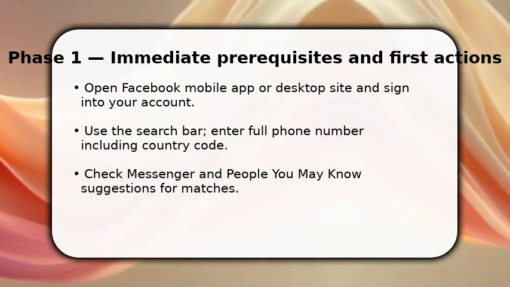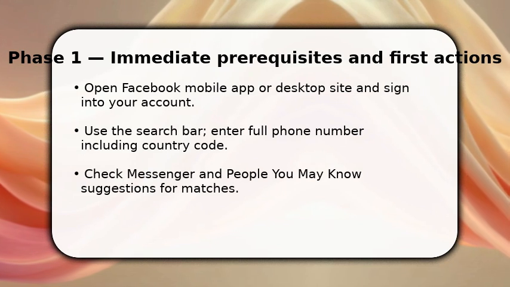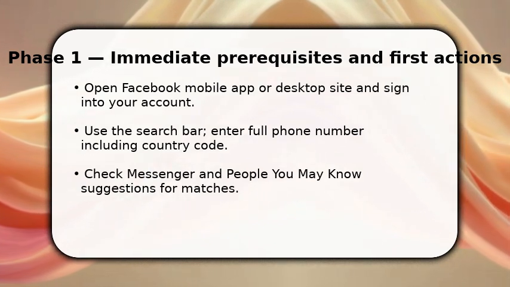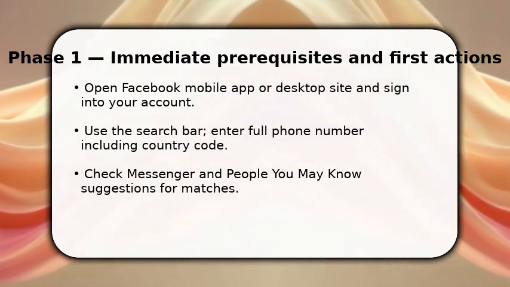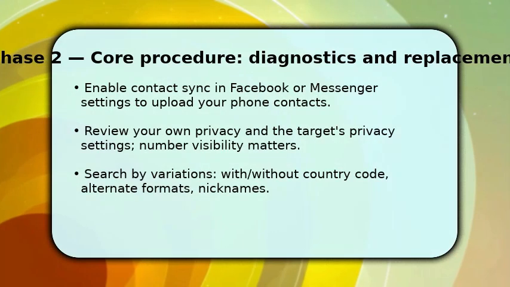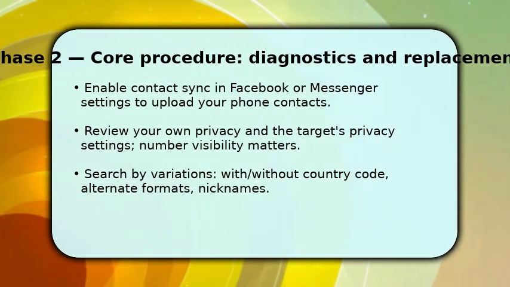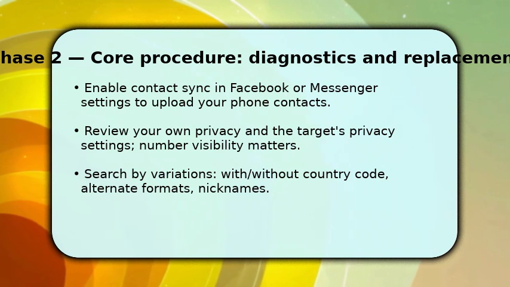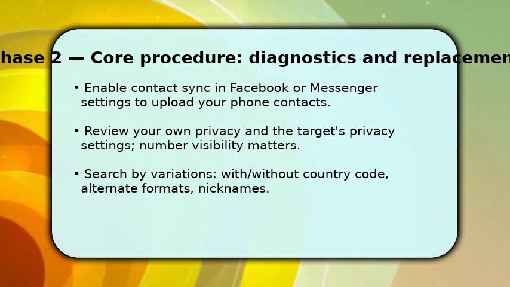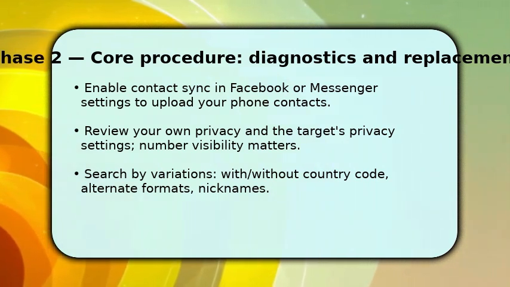If nothing appears, make sure your app permissions allow access to contacts. Syncing contacts can reveal matches in the following steps. Next, enable Contact Sync in Facebook or Messenger settings so your uploaded contacts are compared to Facebook accounts. This often exposes a profile linked to that number.